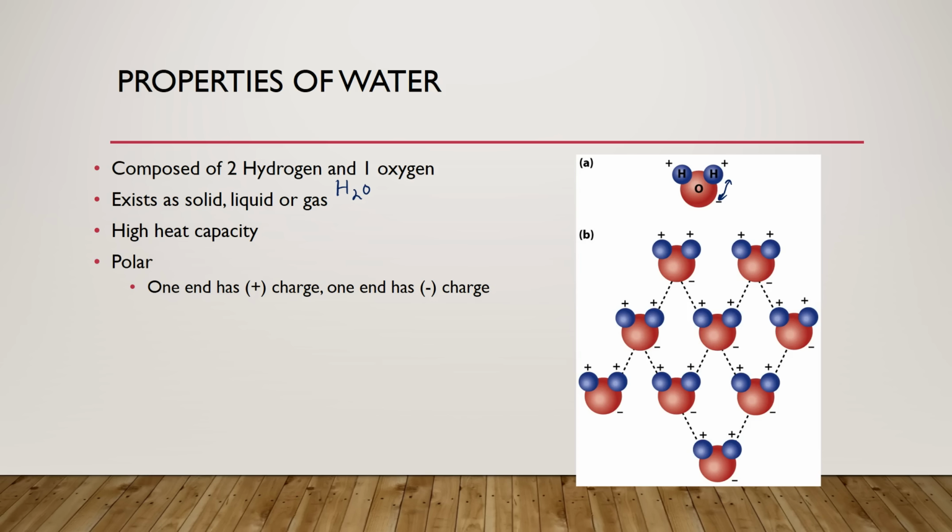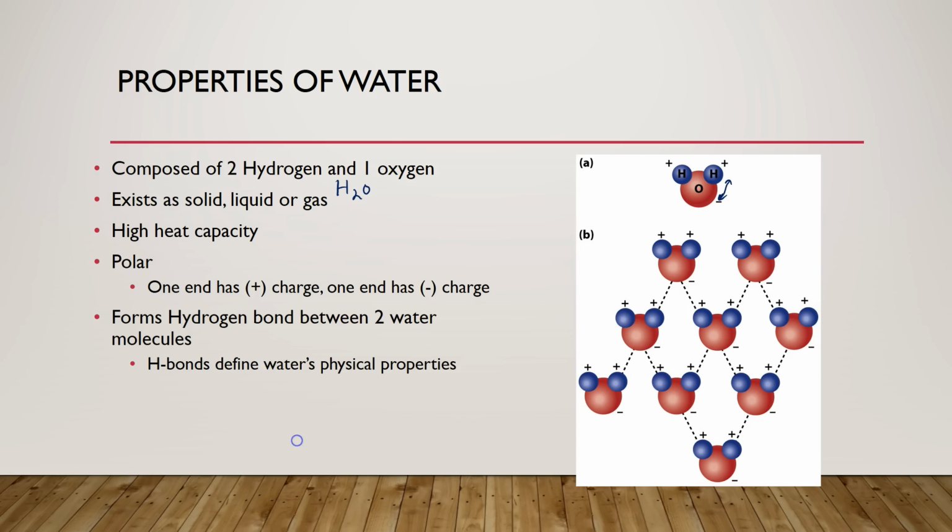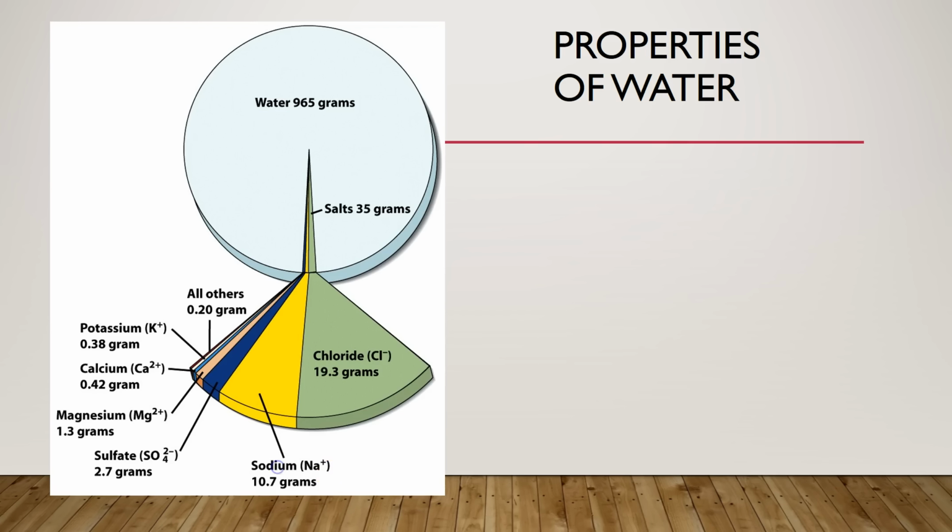Now, because of water's polarity, it forms hydrogen bonds with other molecules of water. That's part of the reason why water sticks to itself. You maybe did that experiment in elementary school where you put little drops of water on top of a penny and try to see how many you can get. Water has this tendency to stick to itself because the partial positive and partial negative sides attract.